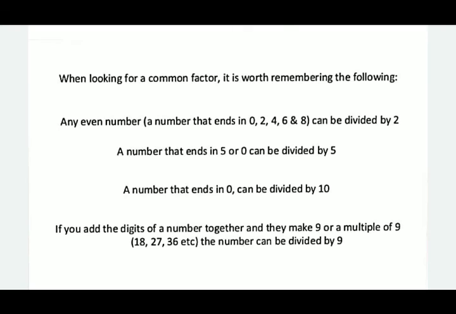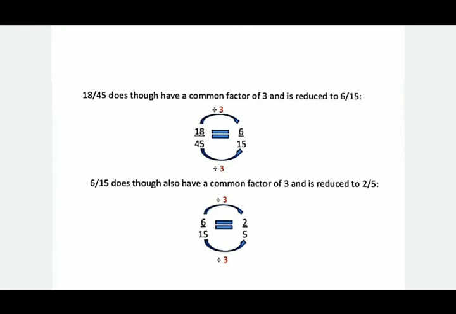If you add the digits of a number together and they make 9 or a multiple of 9, that is 18, 27, 36, etc., then the number can be divided by 9. Now all these divisibility tests you have to remember whenever you are dividing or want to get the simplest form of a fraction. Now we have 18 by 45.